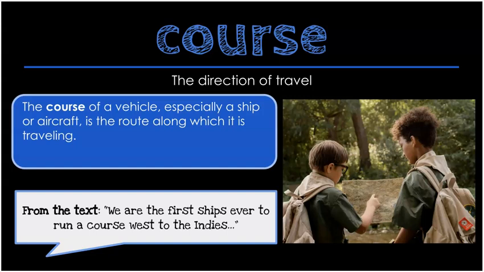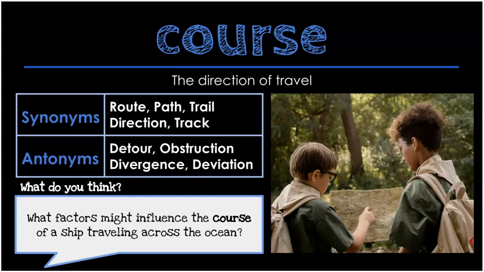In our pictures, of course, you can see two young men using a map to make sure they are on the right course. They don't want to get lost. Some synonyms for course might be route, path, trail, direction, or track. Some antonyms might be detour, obstruction, divergence, or deviation. What do you think? What factors might influence the course of a ship traveling across the ocean?